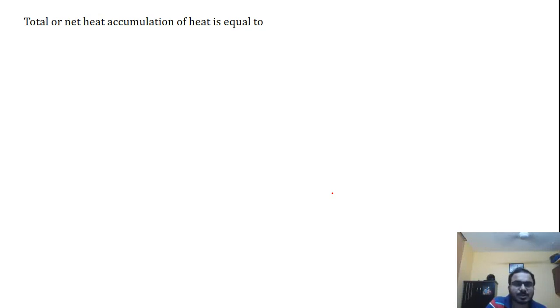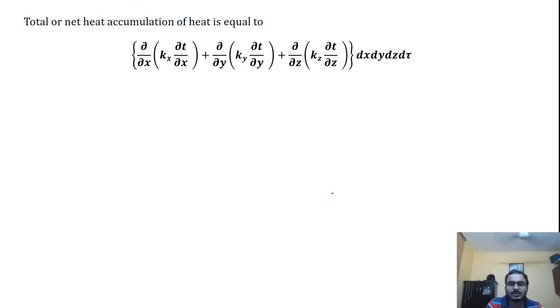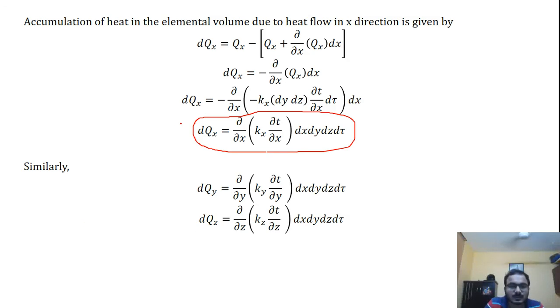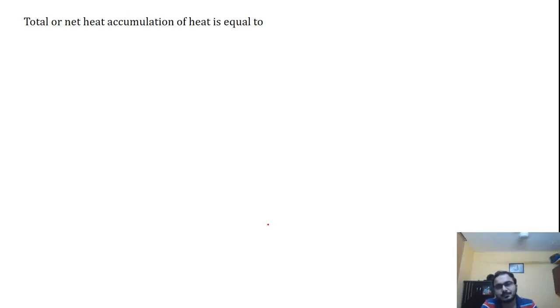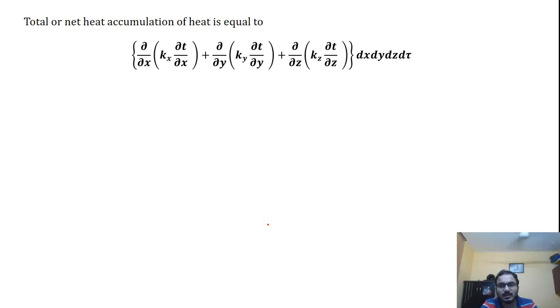Now the total or net accumulation of heat is given by the summation of all three directions. In our previous slide we had three terms: this is for the x direction, this is for the y direction, and this is for the z direction. So when we add all three, it will give us the net heat accumulation in all three directions. That is given by this formula. We have taken dx, dy, dz and d tau as common, so the remaining terms are these.